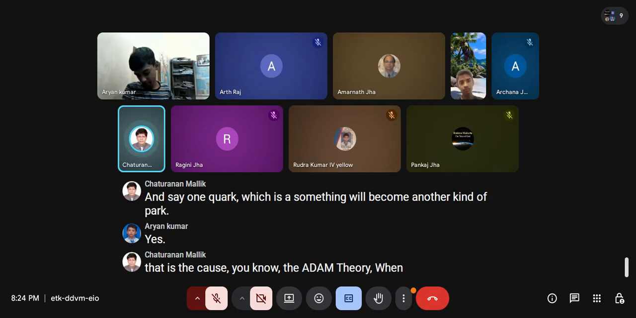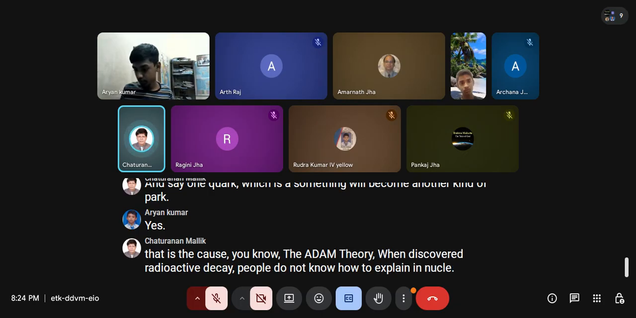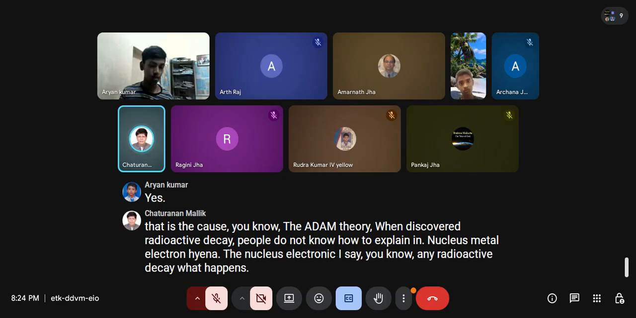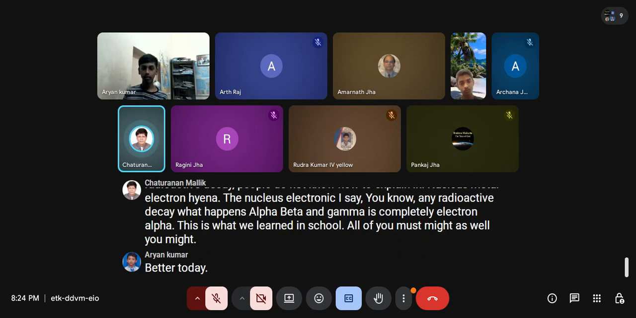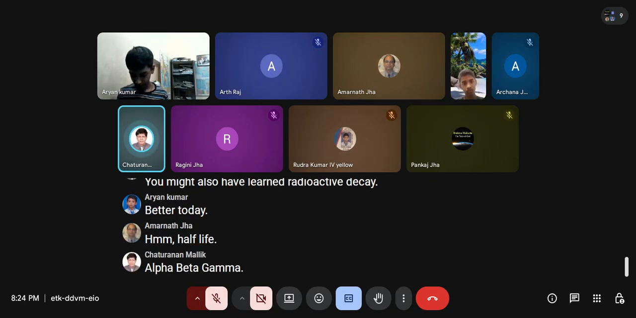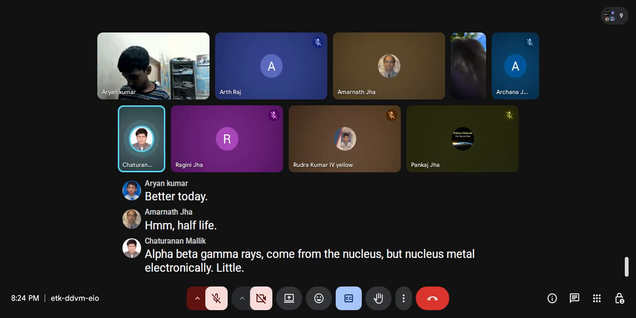Madame Curie, when she discovered radioactive decay, people did not know how to explain it, because there is no electron in the nucleus, so how does an electron come out of the nucleus? In radioactive decay, what happens? Alpha, beta, and gamma rays come. Beta ray is electron. This is what we learned in school also. All of you might have learned. Beta decay. Amarnath, you might also have learned radioactive decay. Half-life. Alpha, beta, gamma rays come from the nucleus, but there is no electron in the nucleus. Where does the electron come from?